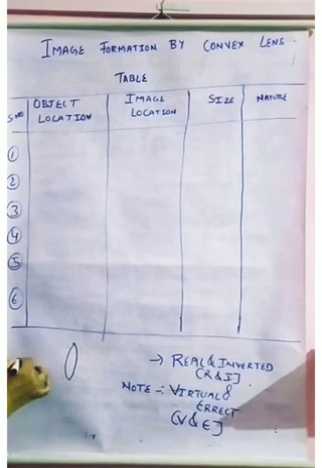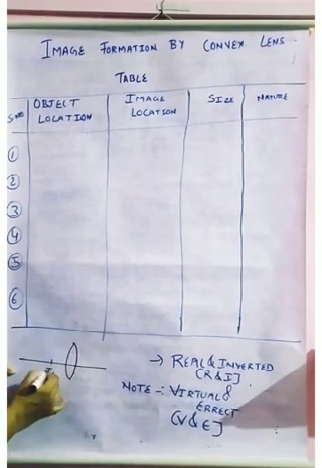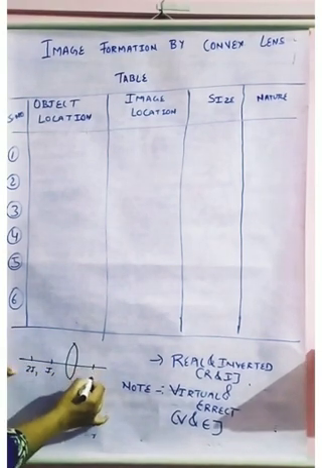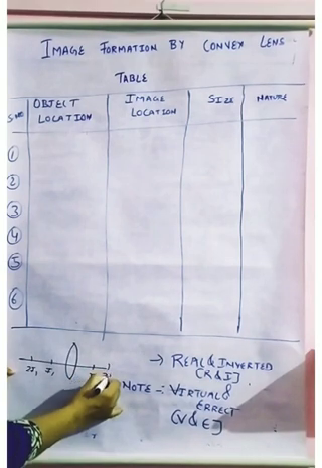See, this is a convex lens, and this is my f1 and this is my 2f1, and this is my f2 and this will be my 2f2.